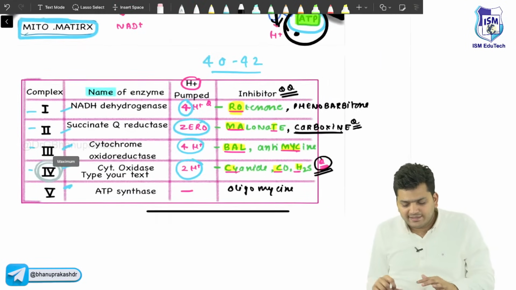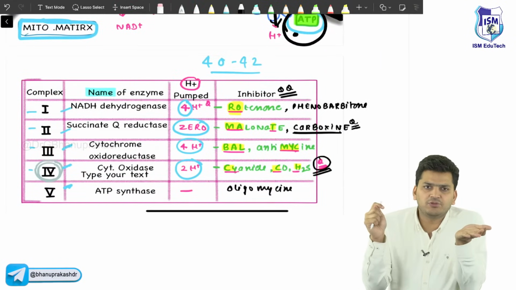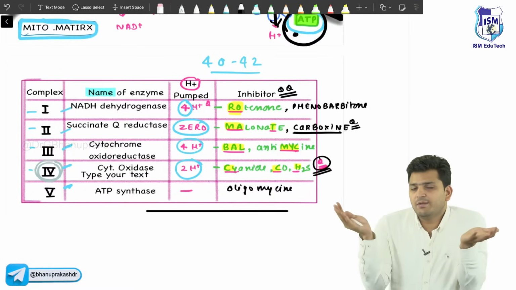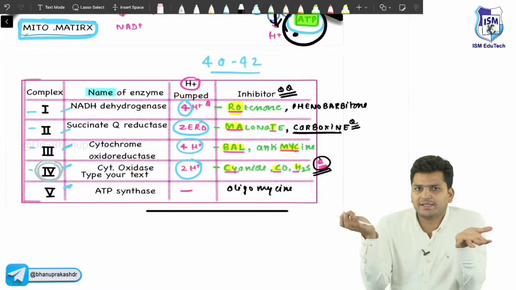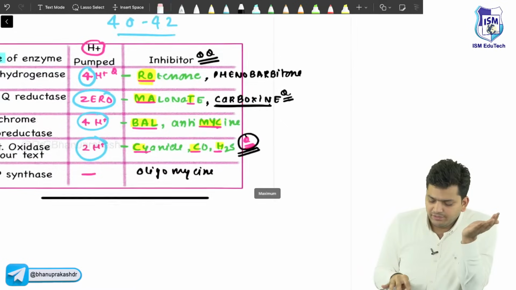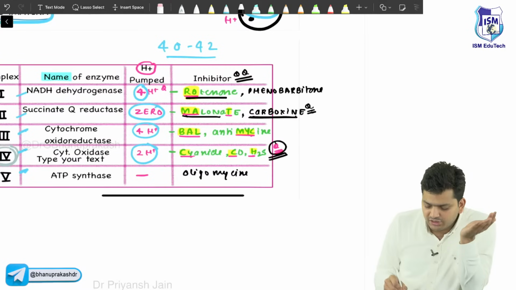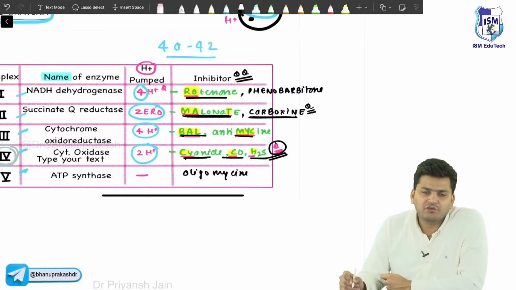Now, what else they will ask is, there are certain inhibitors which can inhibit the electron transport chain, and this is one of the very important and hot favorite questions in the exam: what are the toxins that inhibit the electron transport chain. The inhibitors are rotenone, malonate, carboxin that inhibit complex 2, BAL and antimycin inhibit complex 3, and cyanide, carbon monoxide, hydrogen sulfide inhibit complex 4.